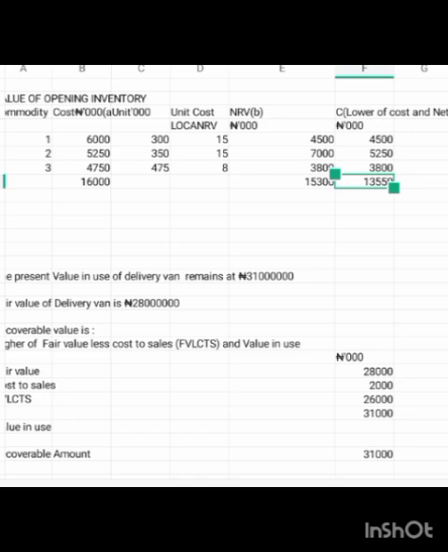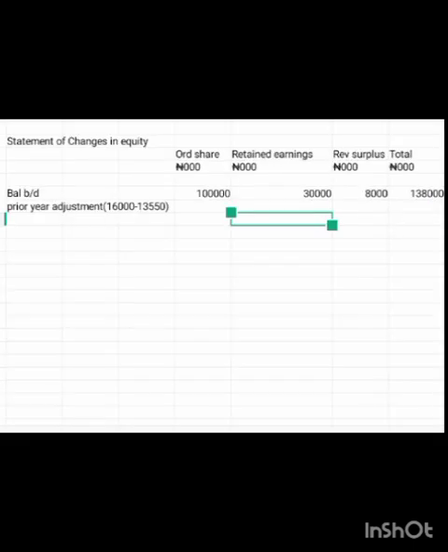You understand this one now? If you cannot actually remember, you can revisit the video I uploaded earlier. So minus 13,550 is going to give us 2,415. So we are subtracting it from retained earning. I put it in bracket because we are subtracting it.